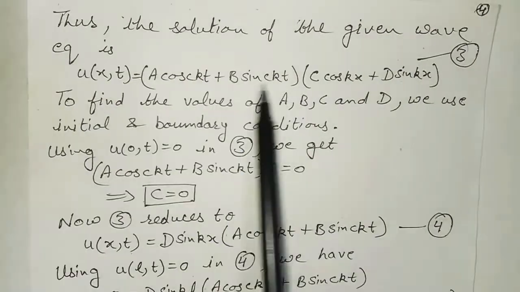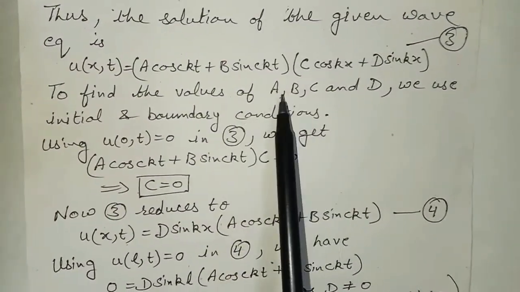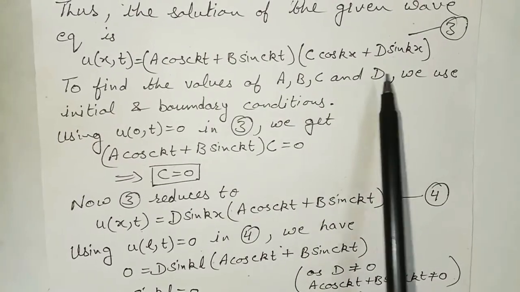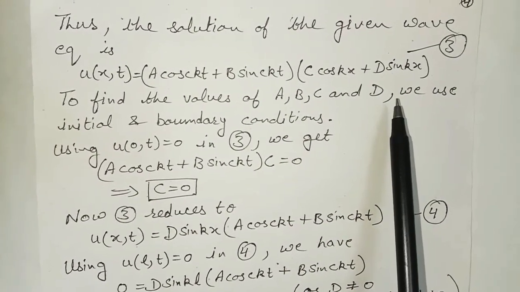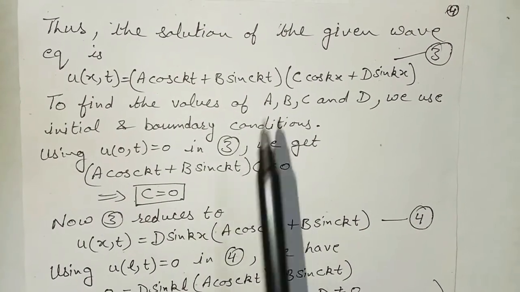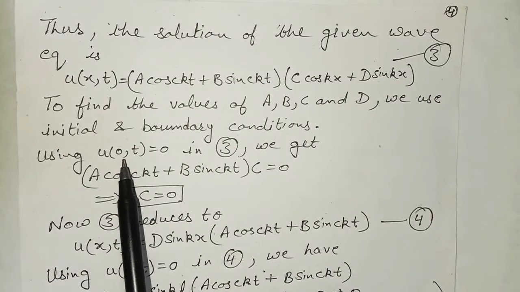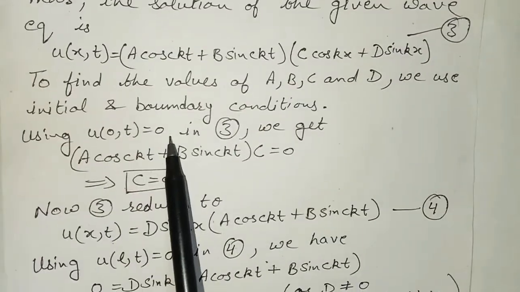So we have got this solution. To find the values of a, b, c and d, because they are arbitrary constants, boundary and initial conditions are given to find their values. We use initial and boundary conditions. So here we use u(0,t) is equal to 0.